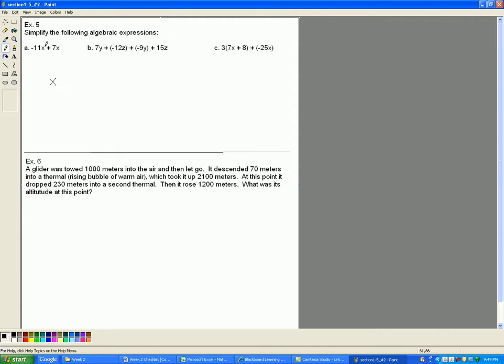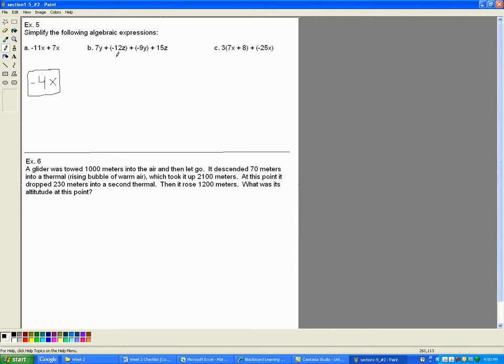So we start off owing someone, and then we find 7. So if we owe someone 11, and then we find $7, we end up with only owing 4. So our answer there is going to be negative 4x.